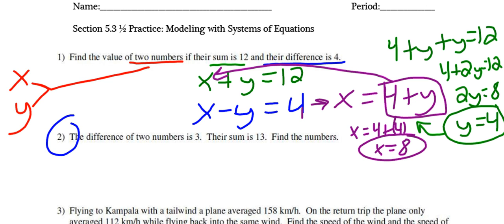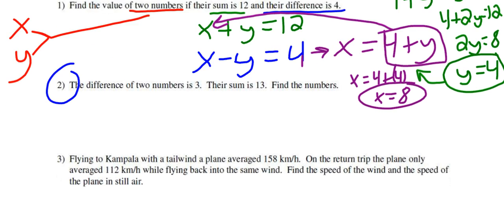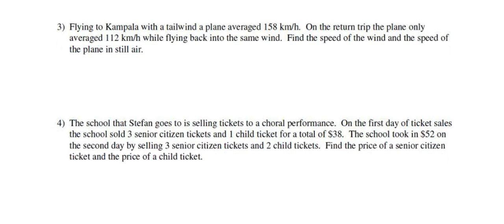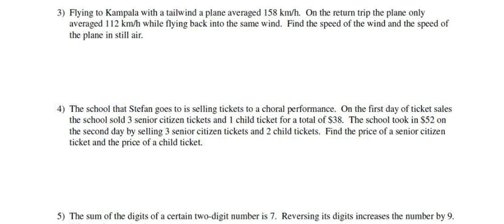Pause the video and try number 2 on your own. Number 3, flying to Kampala with a tailwind, a plane averaged 158 kilometers per hour. On the return trip, the plane only averaged 112 kilometers an hour while flying back into the same wind. Find the speed of the wind and the speed of the plane in still air.